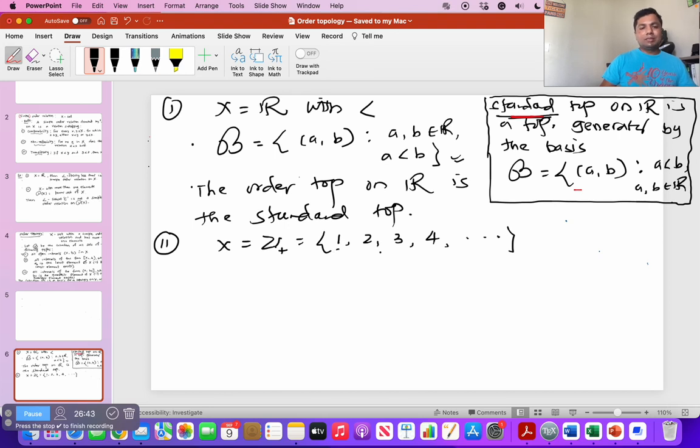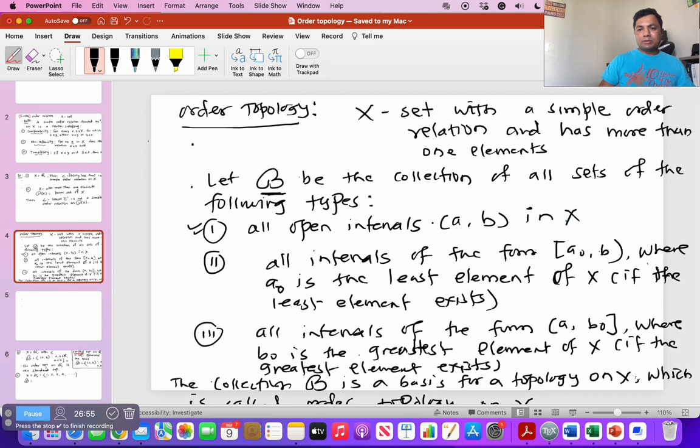So that means in our collection, or in our basis in the definition of the order topology, we are going to have only two types of these sets. Let me go back to the definition. Obviously the first type of set is there, and since the set of positive integers has a least element, in the basis we are also going to have the second type of element, but not the third one, because it doesn't have a greatest element.